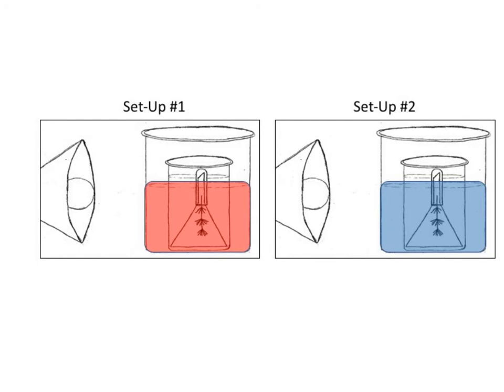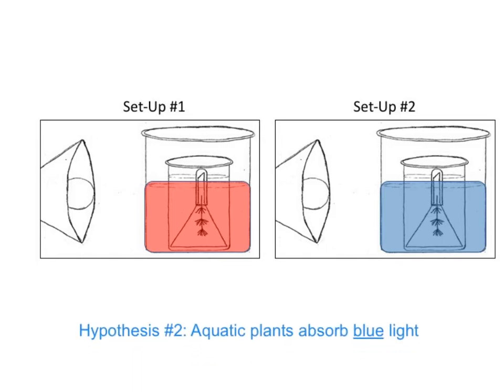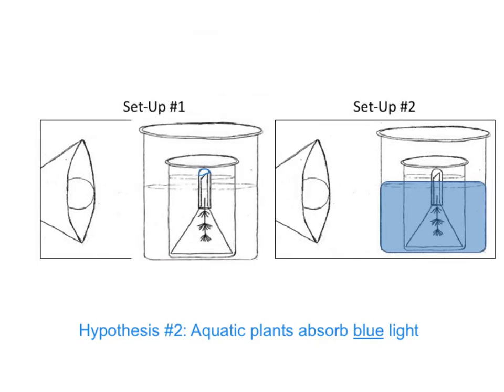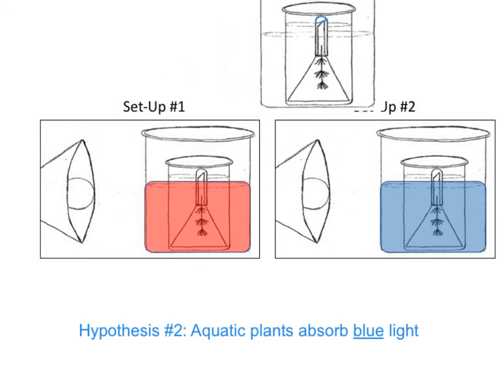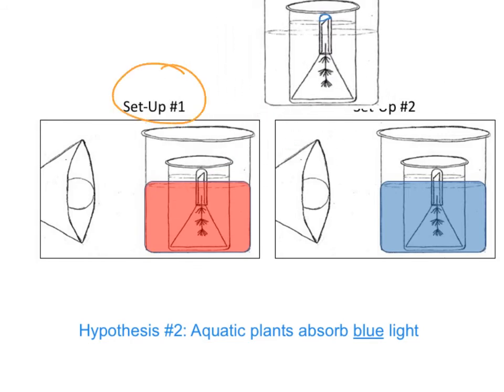Let's say I asked the following question. If aquatic plants absorb blue light rather than red light, in other words, if hypothesis number 2 is correct, what would I see in setup number 1? You might be tempted to answer that it will have a large gas bubble in it since the plant will be doing photosynthesis. However, what you might have failed to notice is that in setup number 1, the plant was exposed to long wavelength red light.